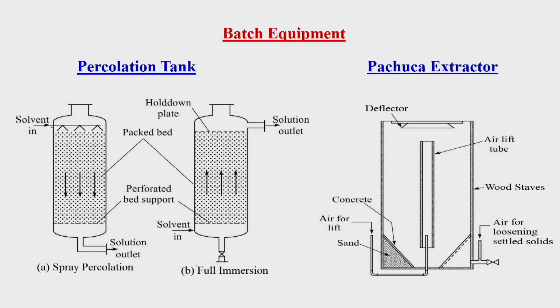Few pictorial views of the equipment are as follows. For the percolation tank, the solvent comes in from here, the packed bed with packing material is filled here, and the solution goes out with the solute, like this is a spray percolation system. Then the full immersion system is like this, with a hold down plate and packing material, but the solvent comes in from the bottom and goes out from the top. And then the Pachuca extractor uses air lifting.